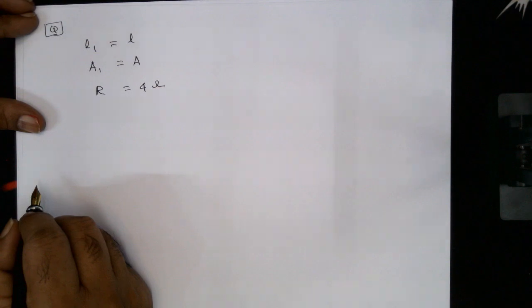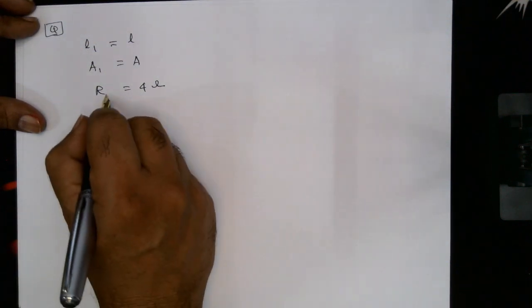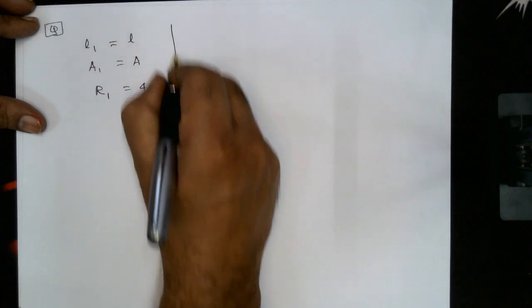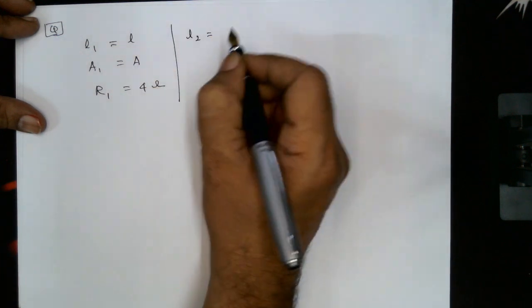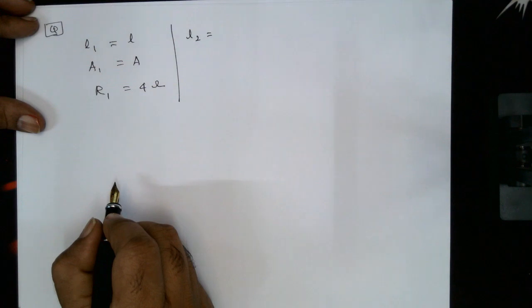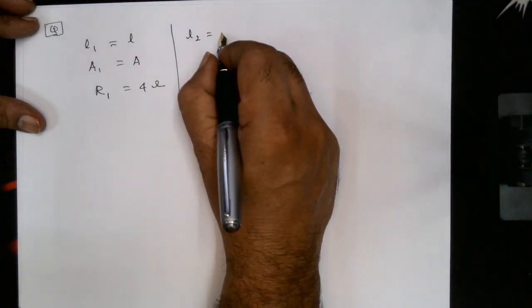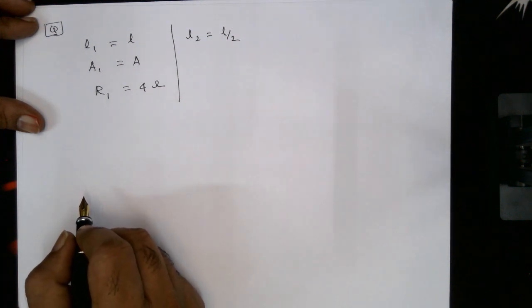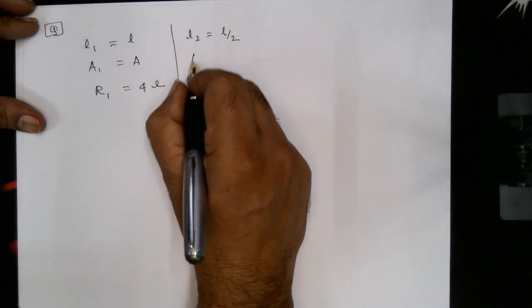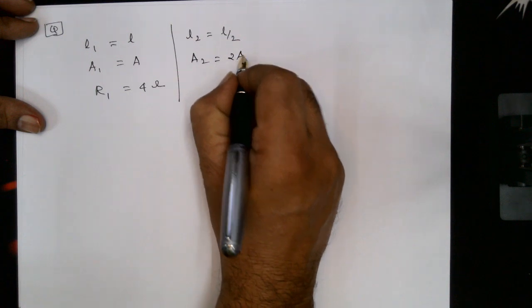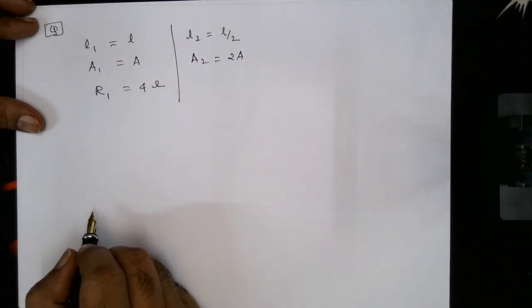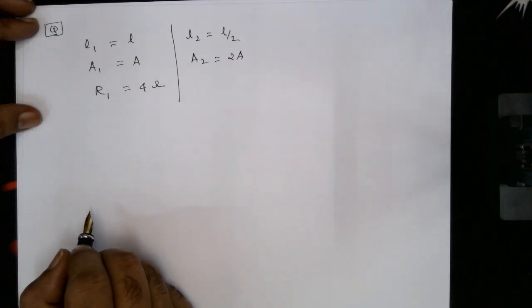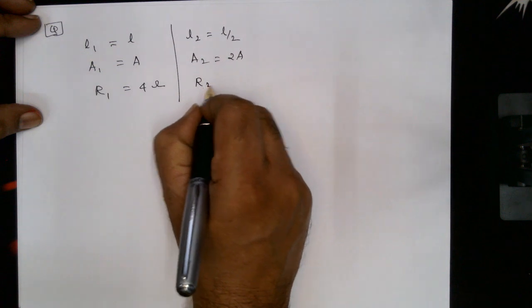Now, what would be the resistance of another wire? So let us call it R1. Another wire, so let us call it L2. Its length is half of the original length. So L2 is equal to L by 2. And then what about its area? It is twice the area. So A2 is equal to twice the area. Okay? And then what is asked here? What would be the resistance? R2 is asked. That's all.